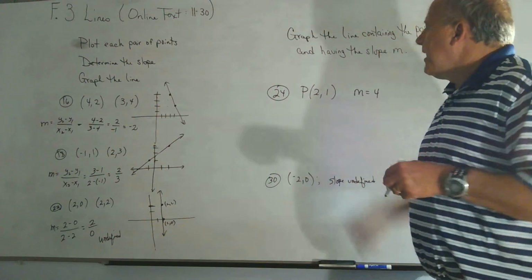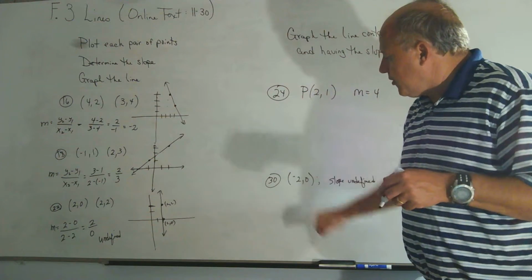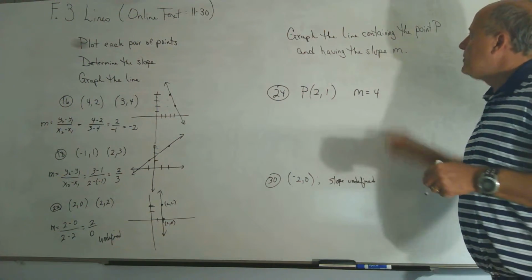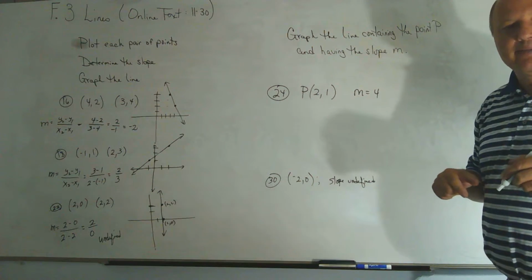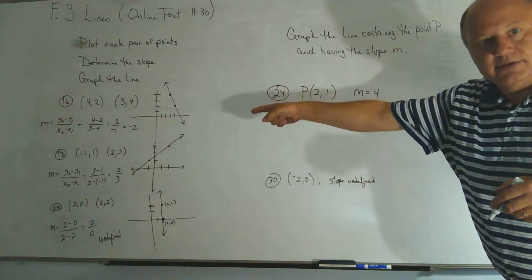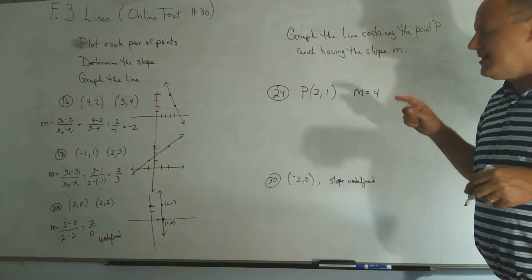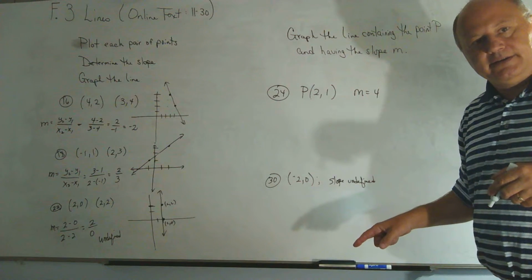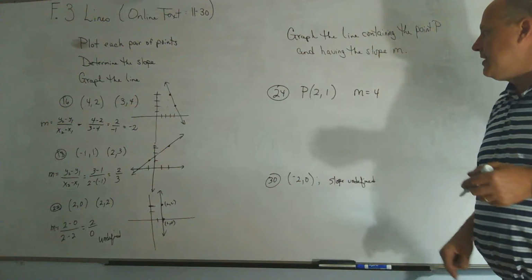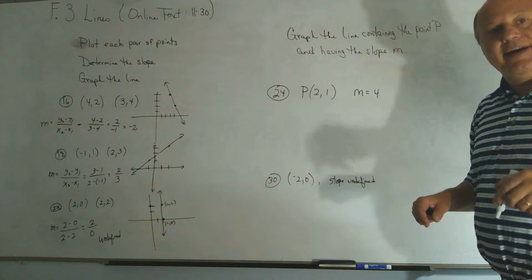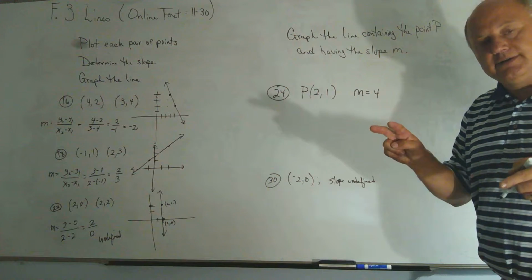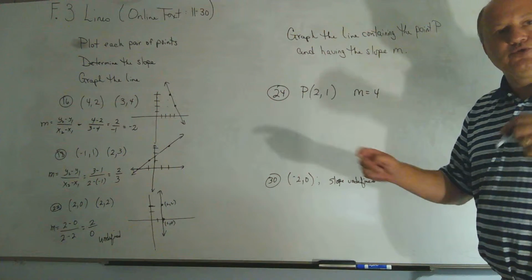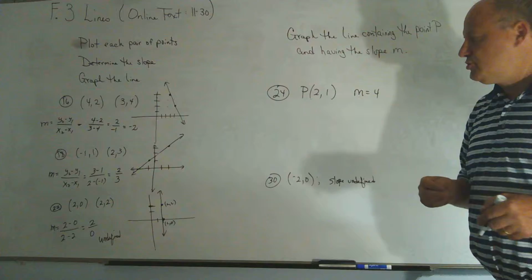And then starting at 24 to 30, what we're going to do is graph the line containing the point and having the slope m. To me, this is easier than those problems. All you're doing is identifying a point on the Cartesian plane, the rectangular coordinate system, and then using the slope concept to find another point, connect the two points, and you've got your line. Because it takes two points to determine a line. That's an old geometry truism.